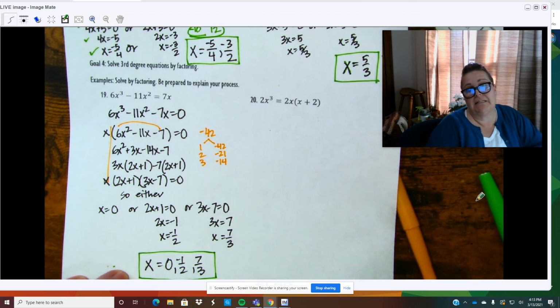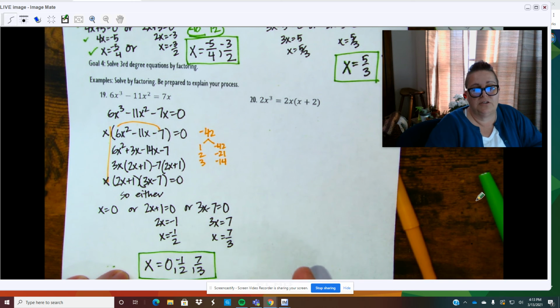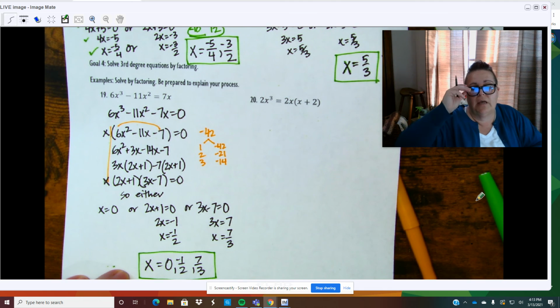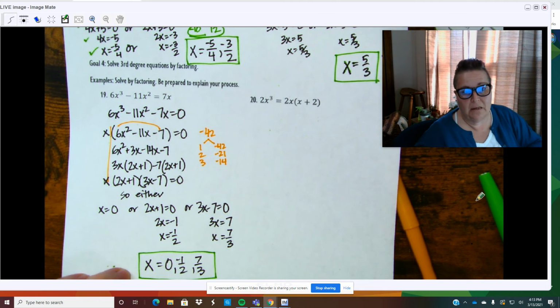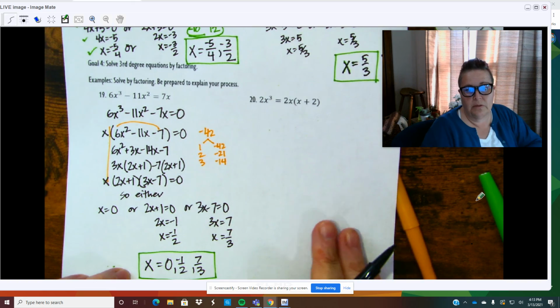And this makes sense because remember when it was degree 2, we could have up to 2 solutions. This is degree 3, so we should expect up to 3 solutions. And that's what we got, 3, right? Because it was x to the 3rd.